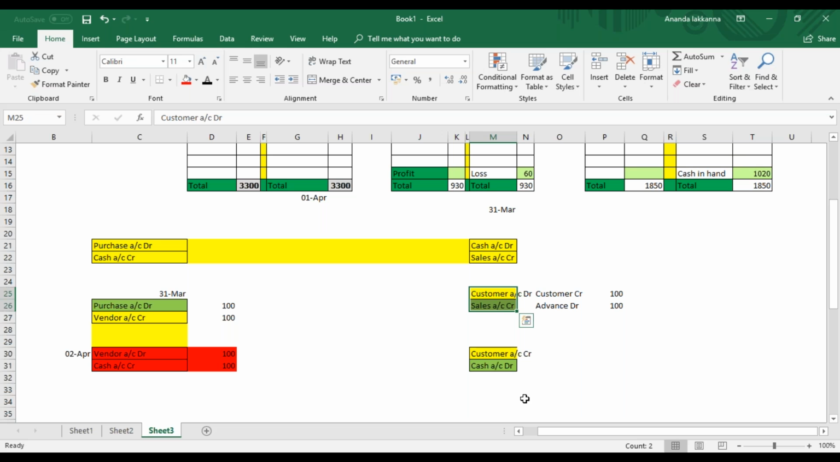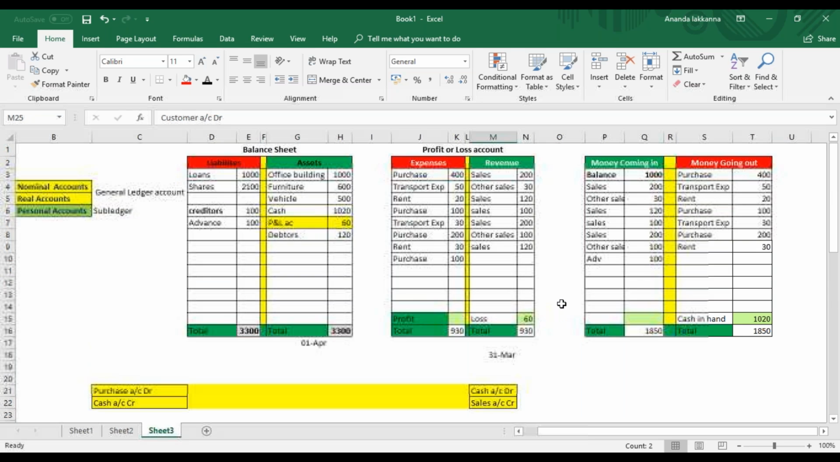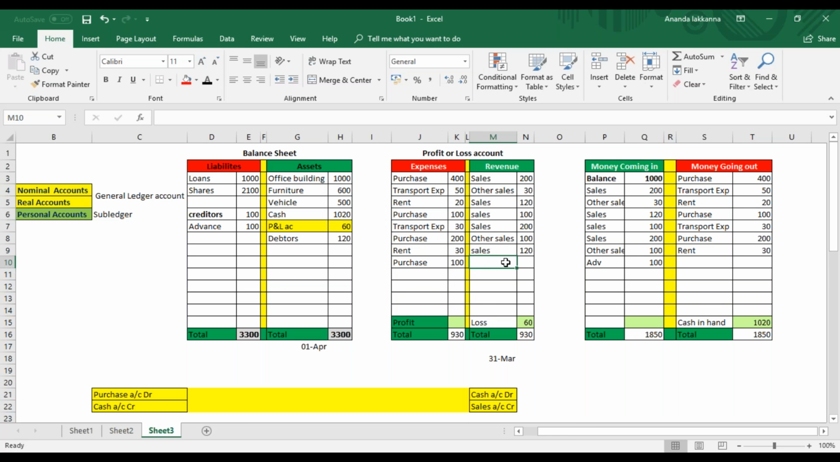Then see, the customer will take the products now. Whenever you do a sales entry, it has to affect the P&L account. Then you do this entry generally. Very simple. You do this entry generally in the sales account. Okay. Then your sales will increase.